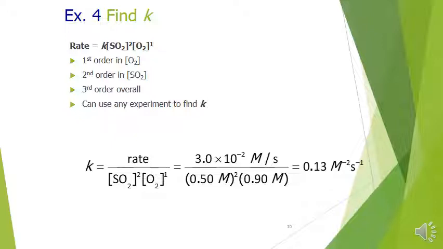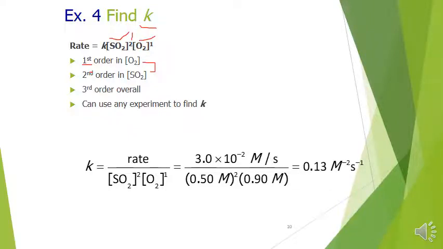Okay, then what you do is simply to figure out k, you pick one of the experiments. So we know that the rate order for SO2 is 2. For oxygen it is 1, so first order for oxygen, that's linear, it goes up linearly. And this one goes up exponentially. And then it's third order overall, if you add both of them together. And then we can use any of the experiments 1 through 4 to figure out k.